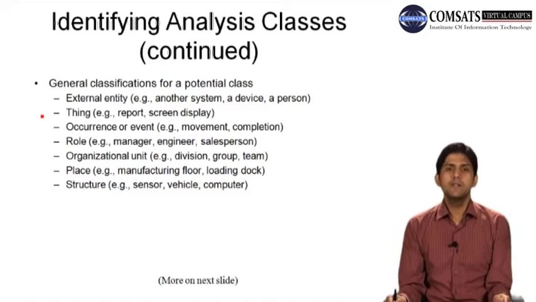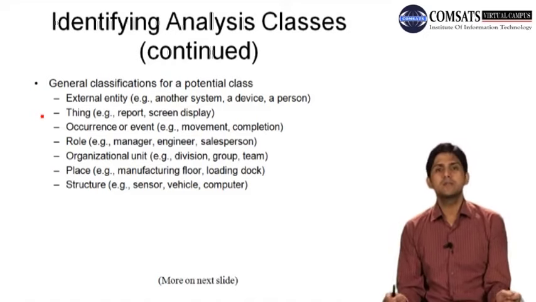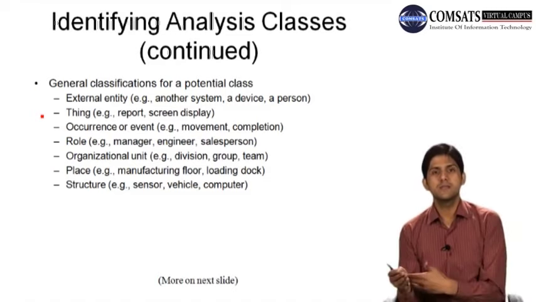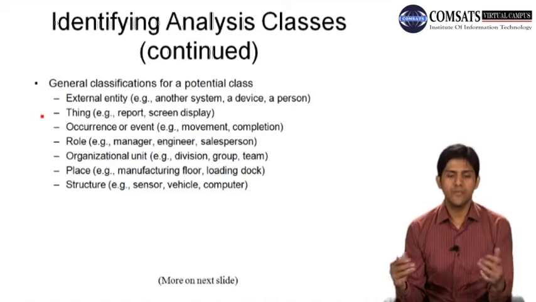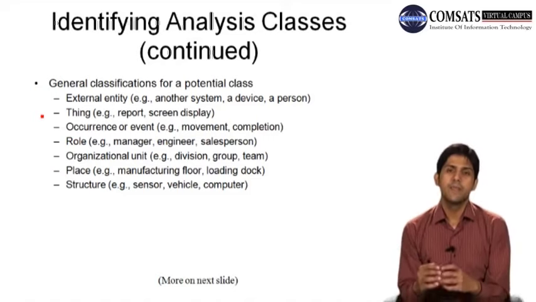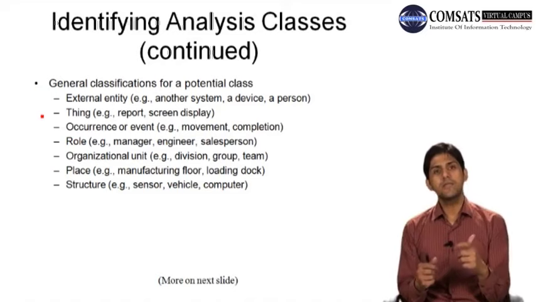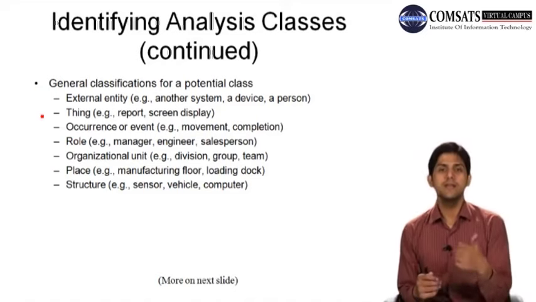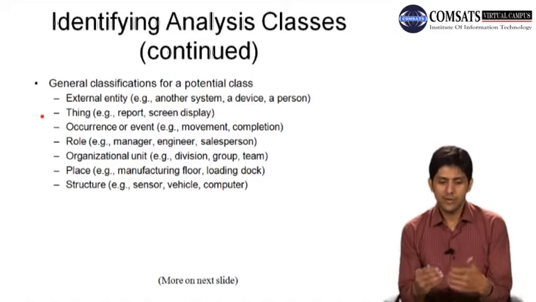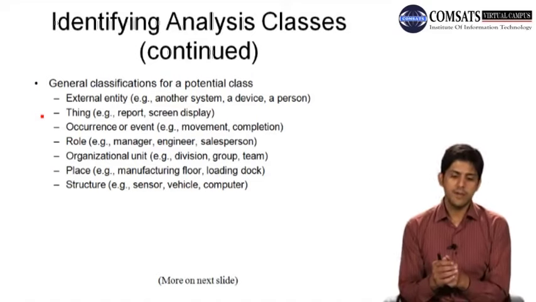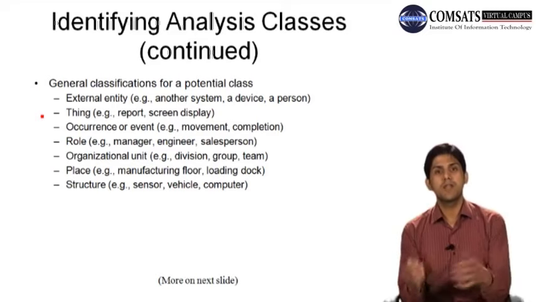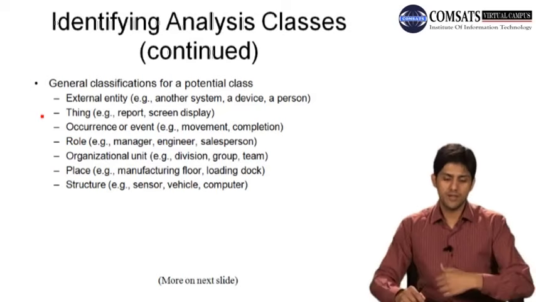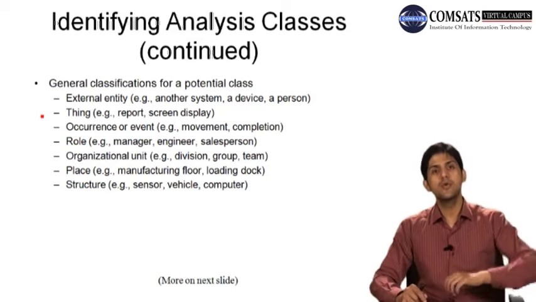For example, you have some triggers based on some kind of movement, and if you can think of multiple instances of that, you can make it a class. This is an example of an occurrence or event. Then we have roles. For example, in a university management solution, student is a role, faculty is a role. Similarly, if you are working in a factory, then manager is a role, or engineer is a role. And then in terms of organizational unit, you can say the whole division.